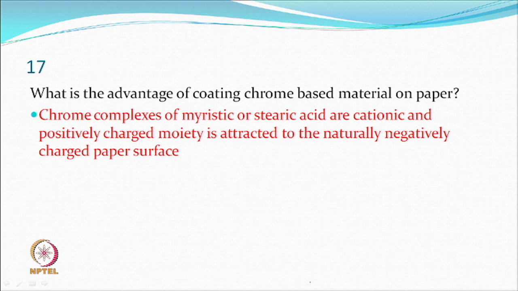So, chrome complexes of myristic and stearic acid have been used, and they are cationic because of the chromium, and so the positively charged moiety is attracted towards the generally negatively charged paper surface. Almost everything that we see here, chances are that it is more negative, and so when you coat, instead of going away, it would have some tendency to be there. So, you can coat easily, but it is not a very high energy bond or something, but it is still there. So, you can easily coat. So, it can be released also.